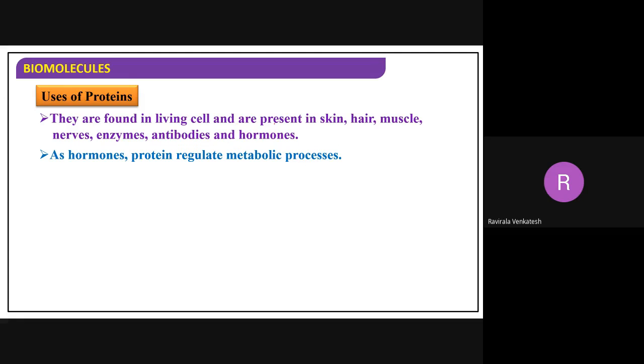They are found in the living cells, in the skin, hair, nerves, everything we have. As hormones, proteins regulate the metabolic process. To regulate the hormones, we need the proteins here. For regulating the hormones, proteins are compulsory.